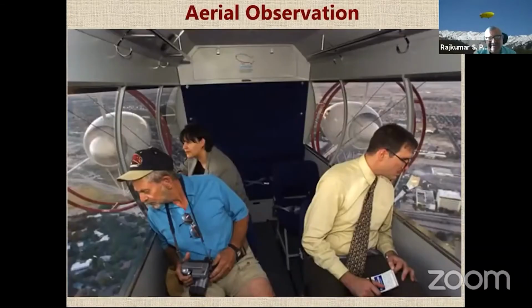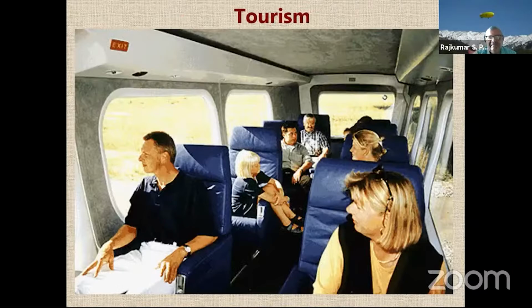This is an example of aerial observation. This particular airship was flying in Las Vegas. It had, I think, 4 or 6 seats, and you could be on the airship as a tourist to look at Las Vegas by air. Tourism. This is the gondola of the airship which I showed you. It has 12 seats, I think. So let me show you a small video clip.